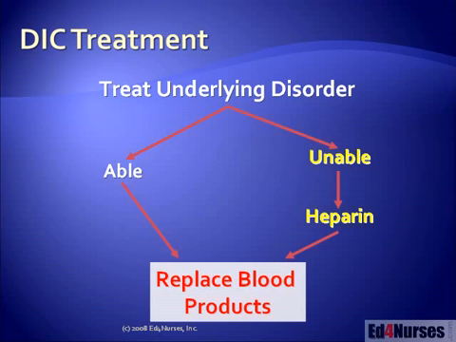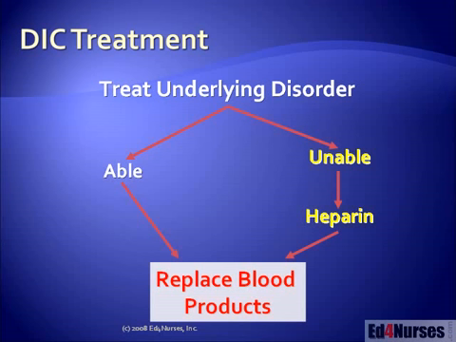However, in patients where we're unable to treat the underlying disorder, say, for example, your patient may have a viral sepsis or something like that, that's where heparin comes in. From our previous diagram showing the capillary network, now wouldn't it make sense that heparin may be helpful? Because if heparin stops the initial clot, then we won't have the rest of the system occurring.